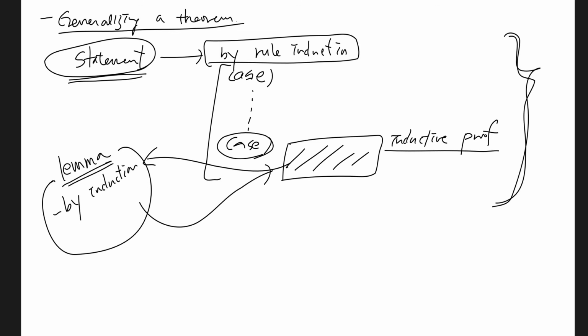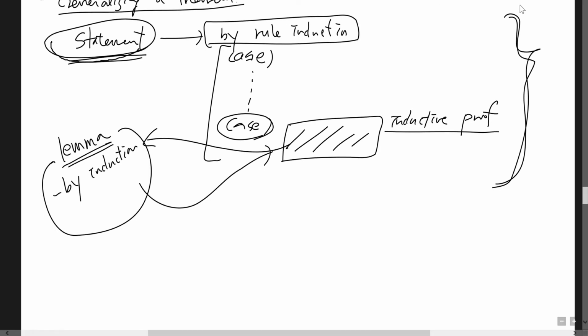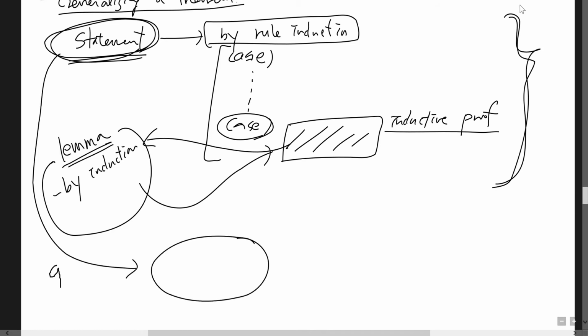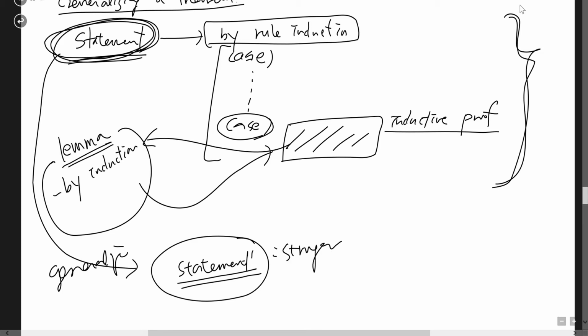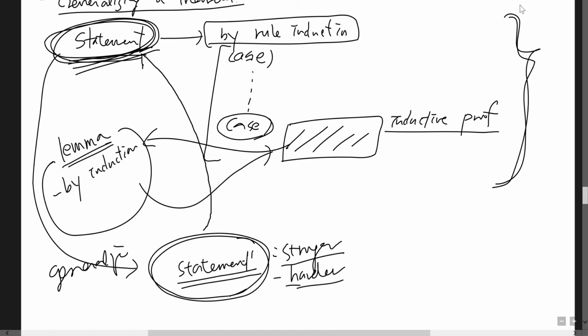So let's consider an example. Basically, the plan is, instead of proving this original statement, we'd like to generalize. So this is generalize. And we have another statement. This is something stronger than the original statement. It's harder to prove, but more expressive than the original statement. So once you complete the proof of this generalized statement, you'd obtain the original statement right away as a corollary. That's the plan.